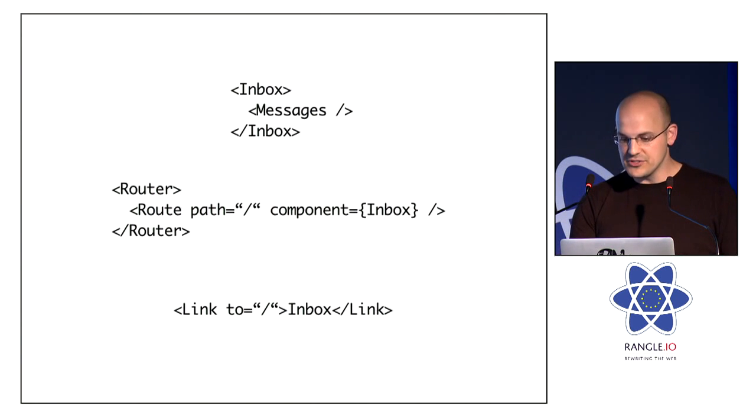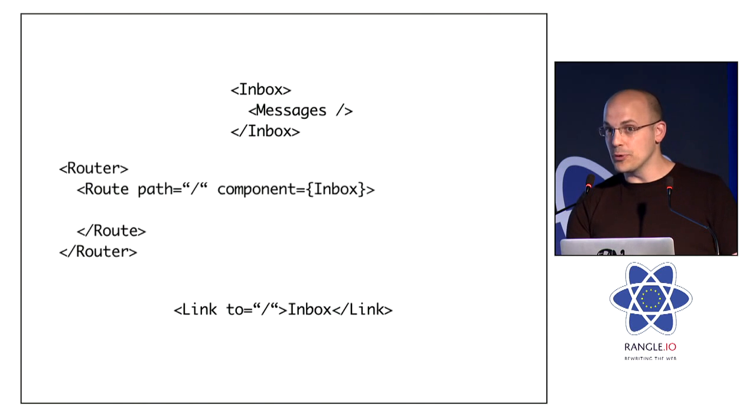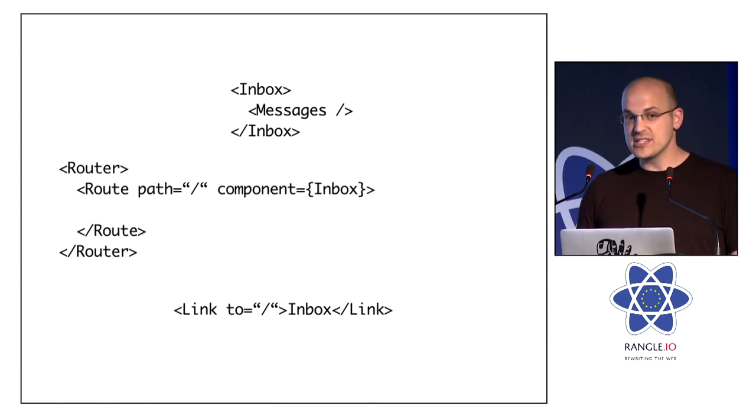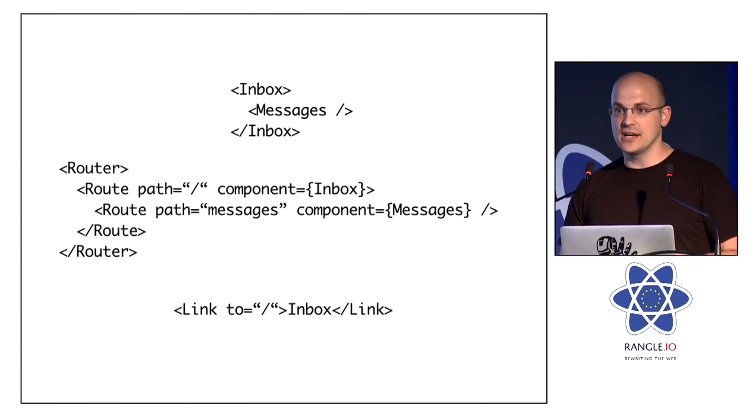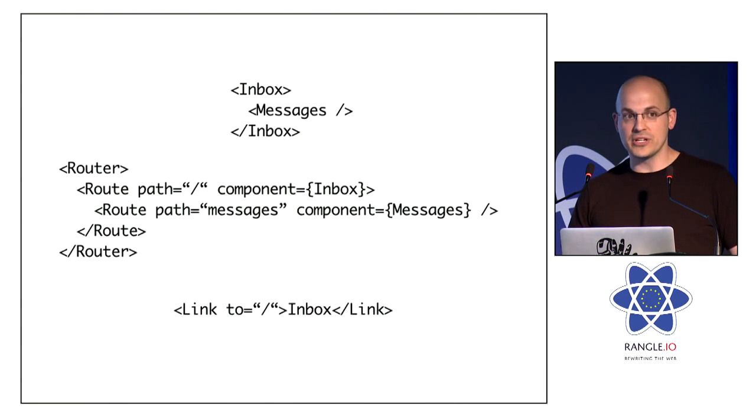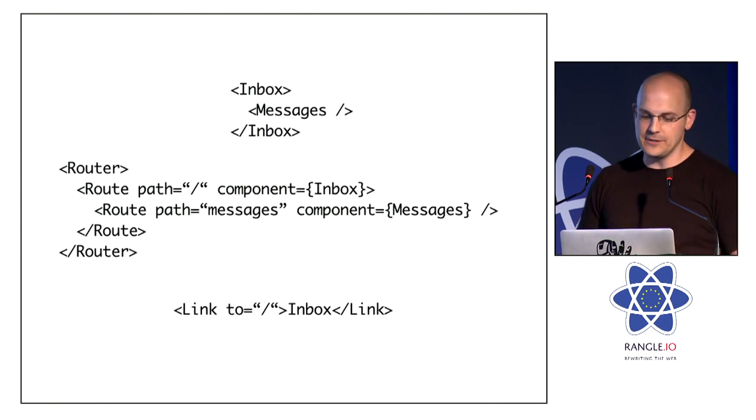React Router actually gives you a declarative way to talk about how this UI is structured. So now instead of just a single route, that route actually has children. In this case, the messages component is now a child of the inbox component, and I can see that nesting right there in my route hierarchy.